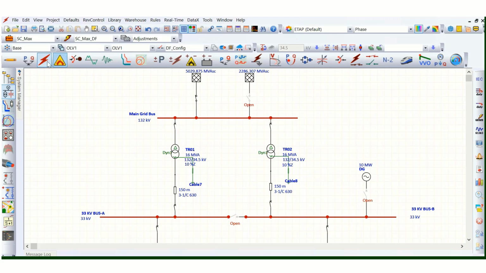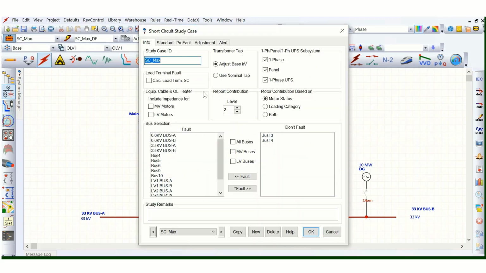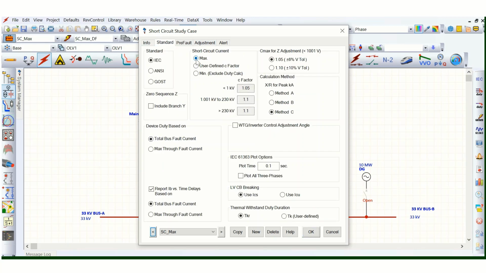Okay, so this is the AC max case. Over here is the standard, here is the max, and the C factor is considered for the LV system. This is 1.05, and for high voltage or extra high voltage systems, this is 1.1. This C factor can also be user defined. In that case, you can change these values as per the specification or as per the regulation.